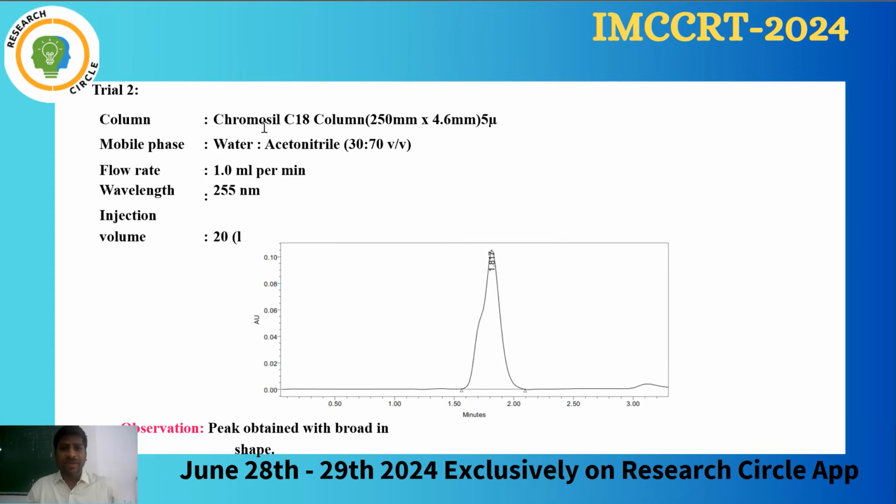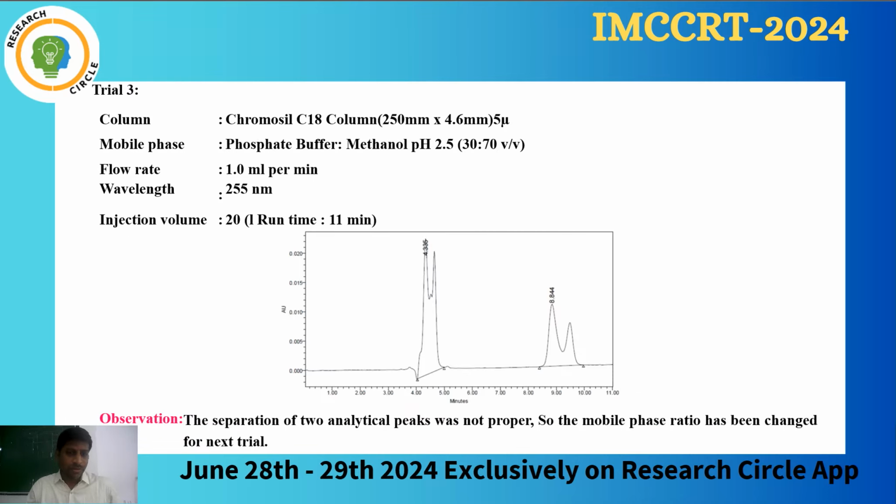The second trial was with the same Chromosil C18 column, 250 mm by 4.6 mm, 5 micron particle size, water and acetonitrile 30:70 volume by volume, flow rate 1 ml per minute, wavelength 255 nanometer, injection 20 microliter, and the peak obtained here was also somewhat broad in shape. Trial 3, same Chromosil C18 column, phosphate buffer and methanol, pH 2.5, 30:70 volume by volume, flow rate 1 ml per minute, wavelength 255 nanometer, injection volume 20 microliter. The separation of the two analytical peaks was not proper, so the mobile phase ratio was changed for the next trial.